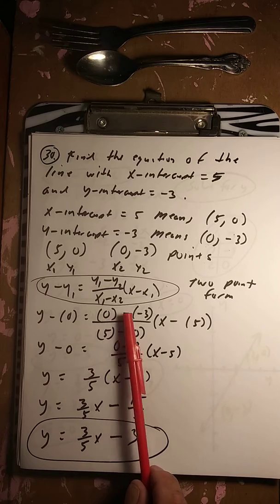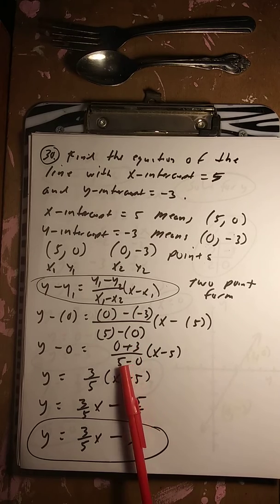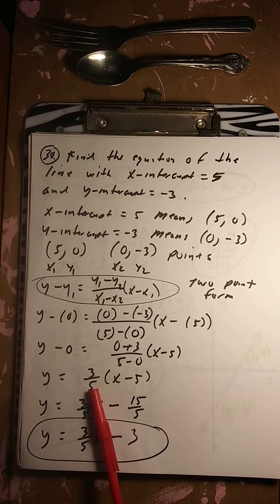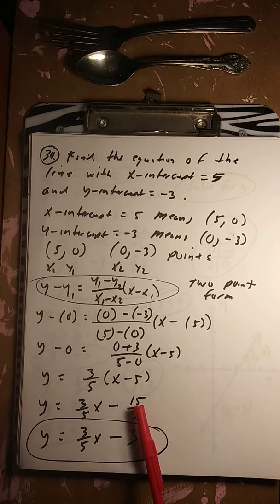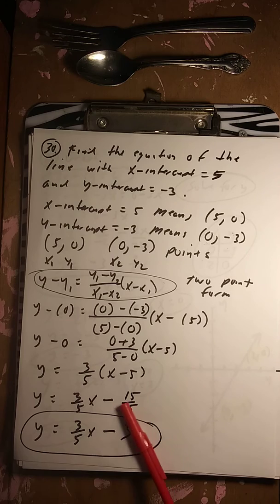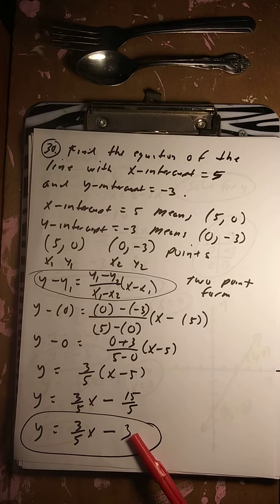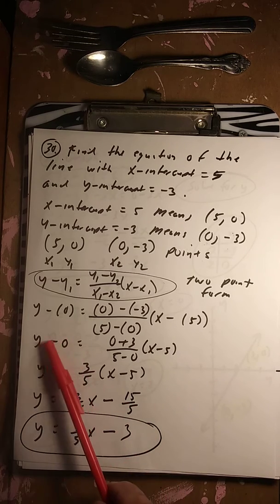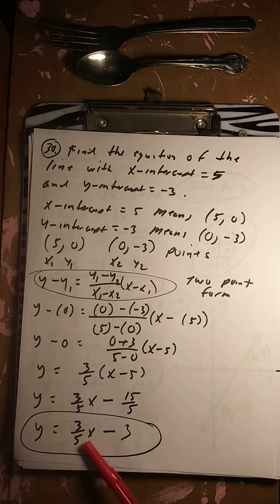So we're going to have 0 minus negative 3, which is plus 3. 5 minus 0, so it's going to be 3 over 5 times this. That's going to be 3/5 x, and that times that is going to be 15 over 5. Reduce it to negative 3. And then 0, done. So y equals 3/5 x minus 3.